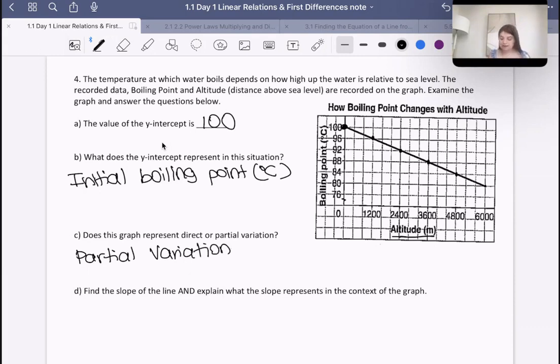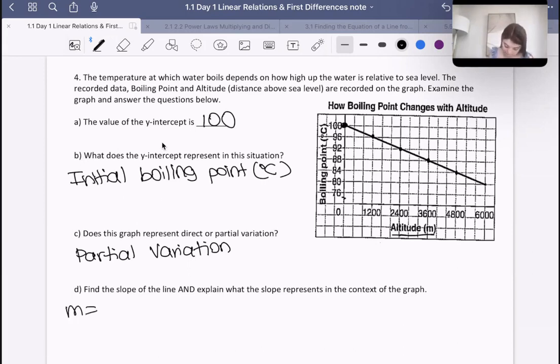And then it says to find the slope of the line and explain what the slope represents in context of the graph. So just a reminder, how do we find slope? Well, slope, or m, is equal to rise over run. So what's the rise in this situation? Well, let's see. It's -4, right? We go from 100 down to 96. So that means we're going down 4. So -4 on the top.